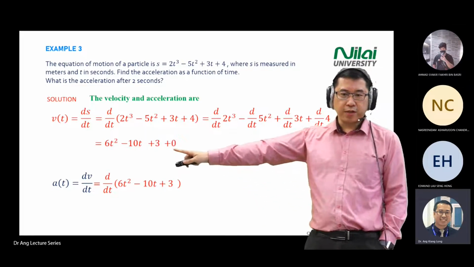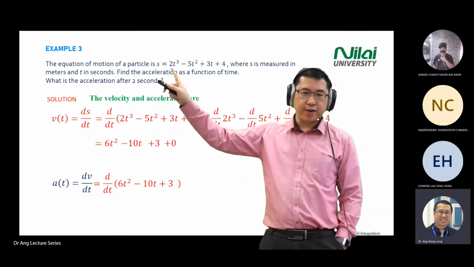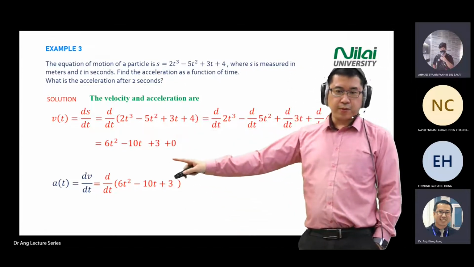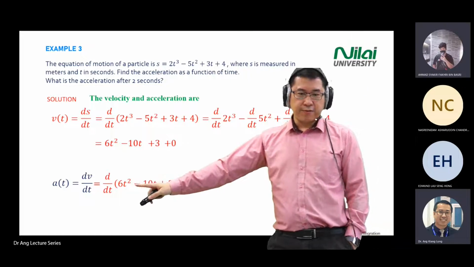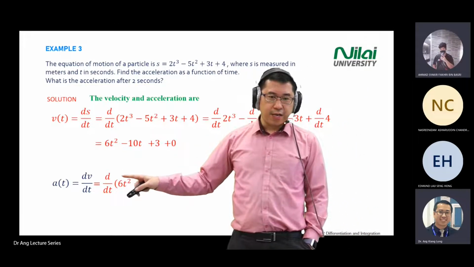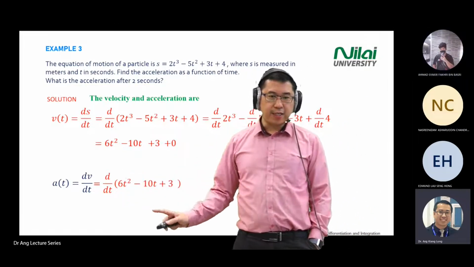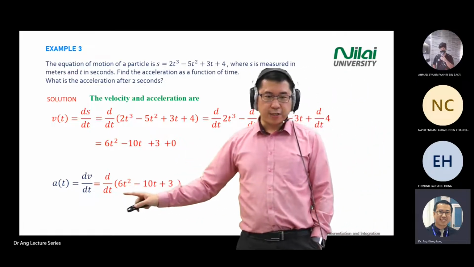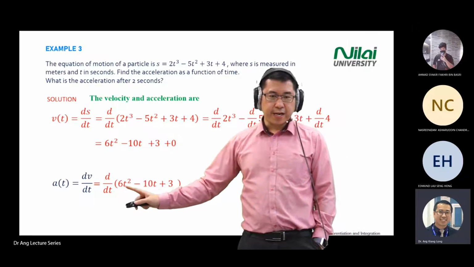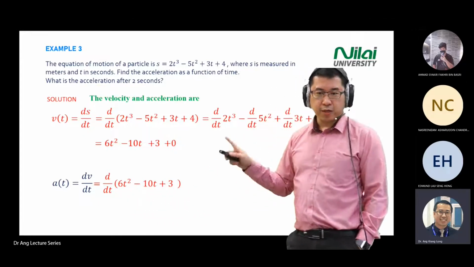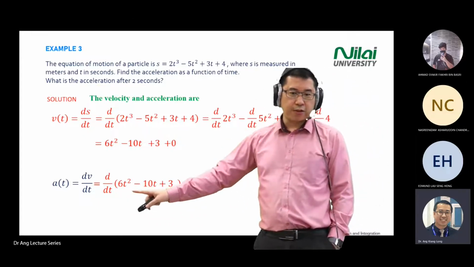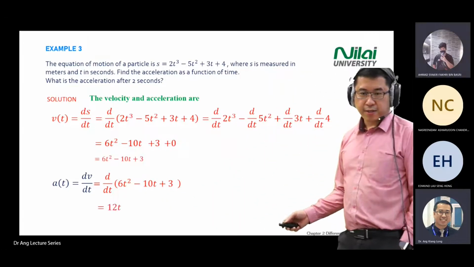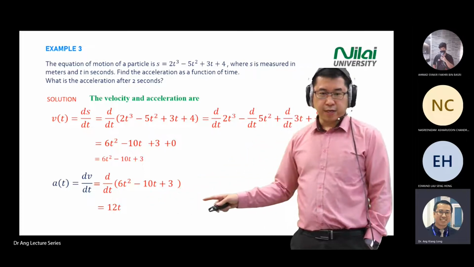This is the equation for velocity that you derive from the distance s. Then you use this equation, put in the definition of acceleration, velocity divided by t. You take this one, differentiate. Again, you see a bracket of equation. Inside the bracket, you have positive, negative. You do the same concept, differentiate each one of it.